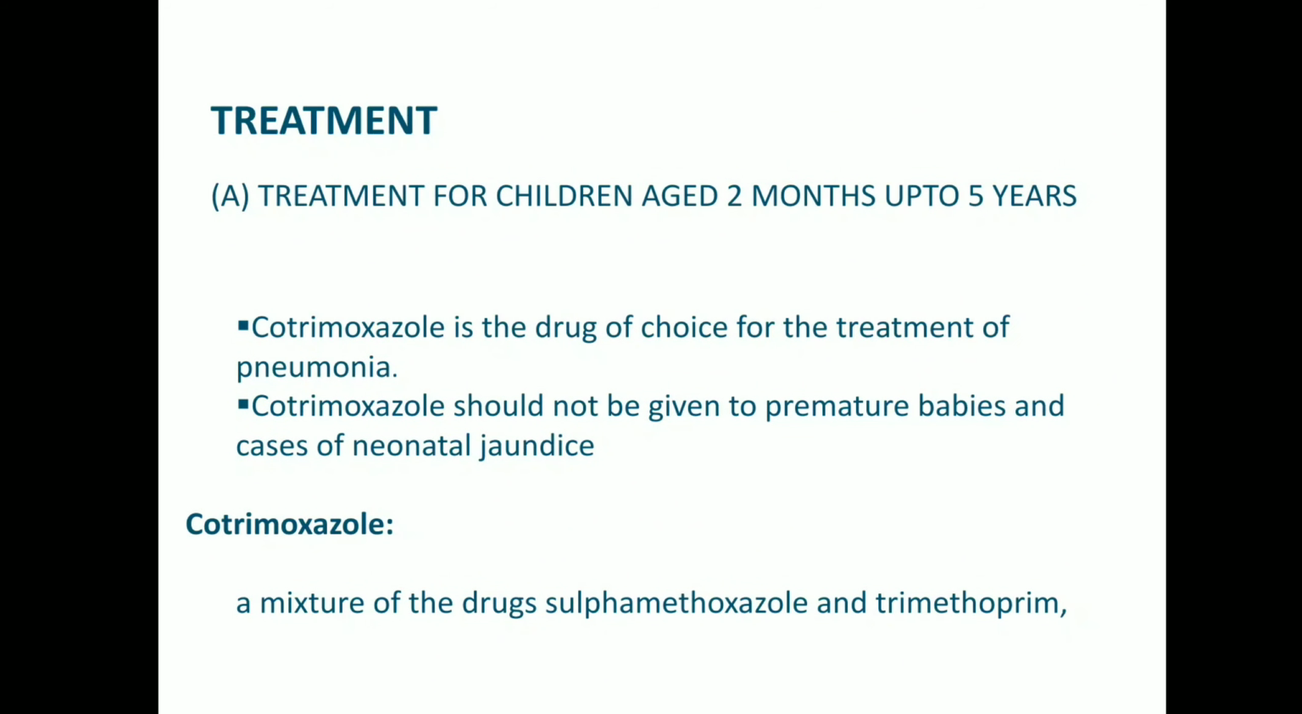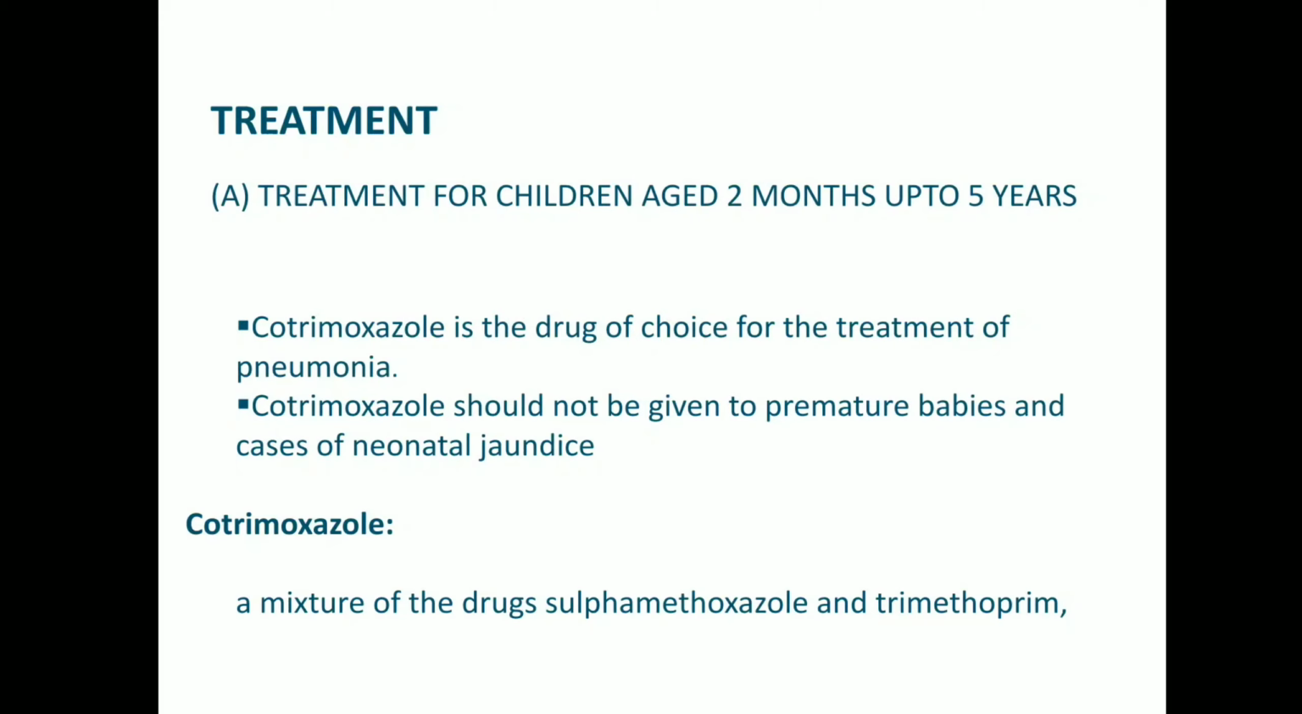So coming to the treatment part. The treatment part for the children who are having illness, the age group is 2 months to 5 years of age. Mainly cotrimoxazole is the drug of choice for the treatment of pneumonia. Cotrimoxazole is not given in premature babies, and in case of neonatal jaundice it is contraindicated.